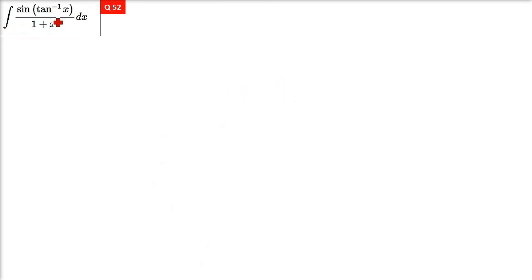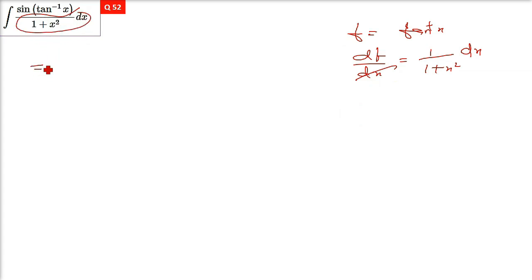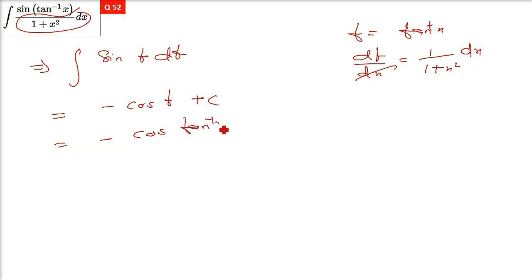Now tan inverse x direct differentiation is 1 by 1 plus x², dx by 1 plus x². So t, if you take it as tan inverse x, dt by dx is going to be 1 by 1 plus x² into dx. So dt is dx by 1 plus x², and this is already with you now because one part of this question is dt. sin t, because tan inverse x was t, sin t dt will be formed. And directly, integral of sin t is negative cos t plus constant of integration. So minus cos tan inverse x, because I'm replacing t by tan inverse x now. This is your final solution.